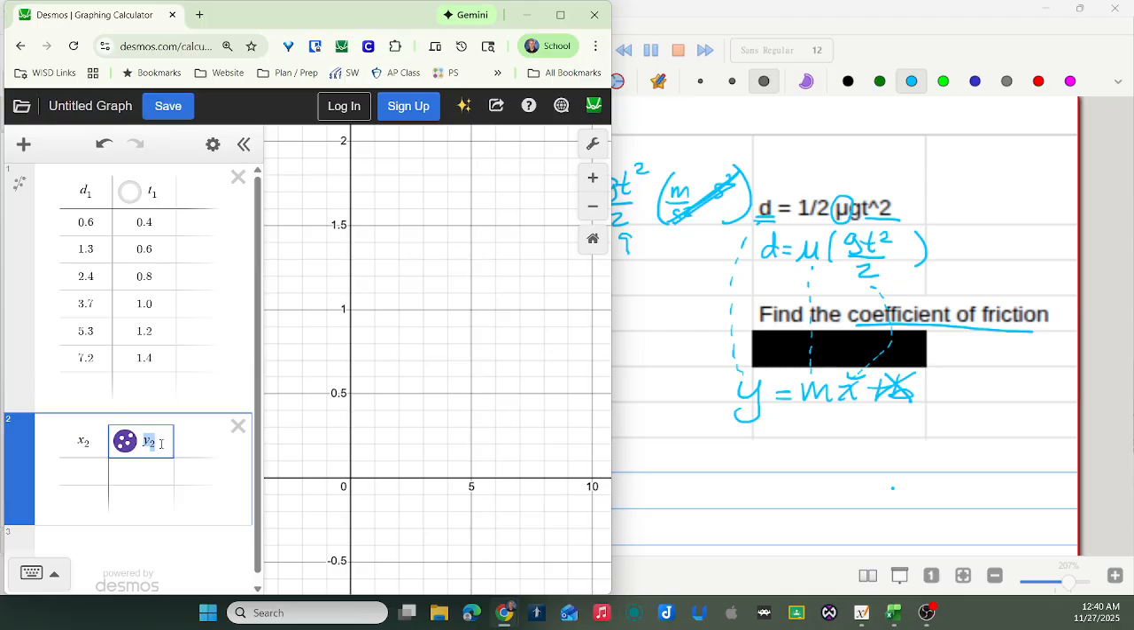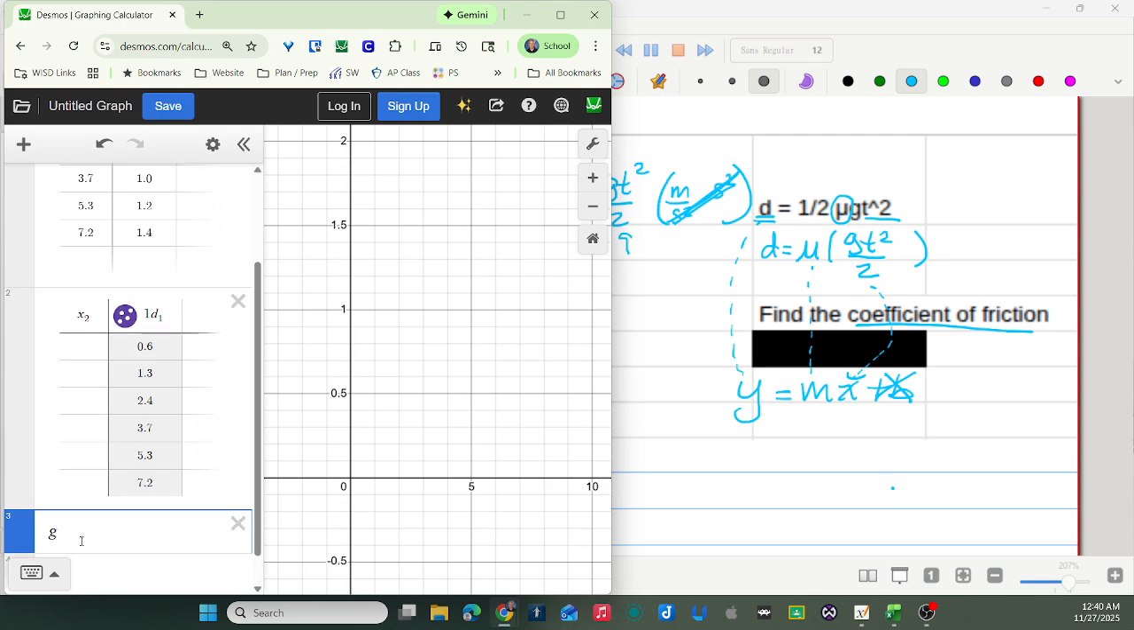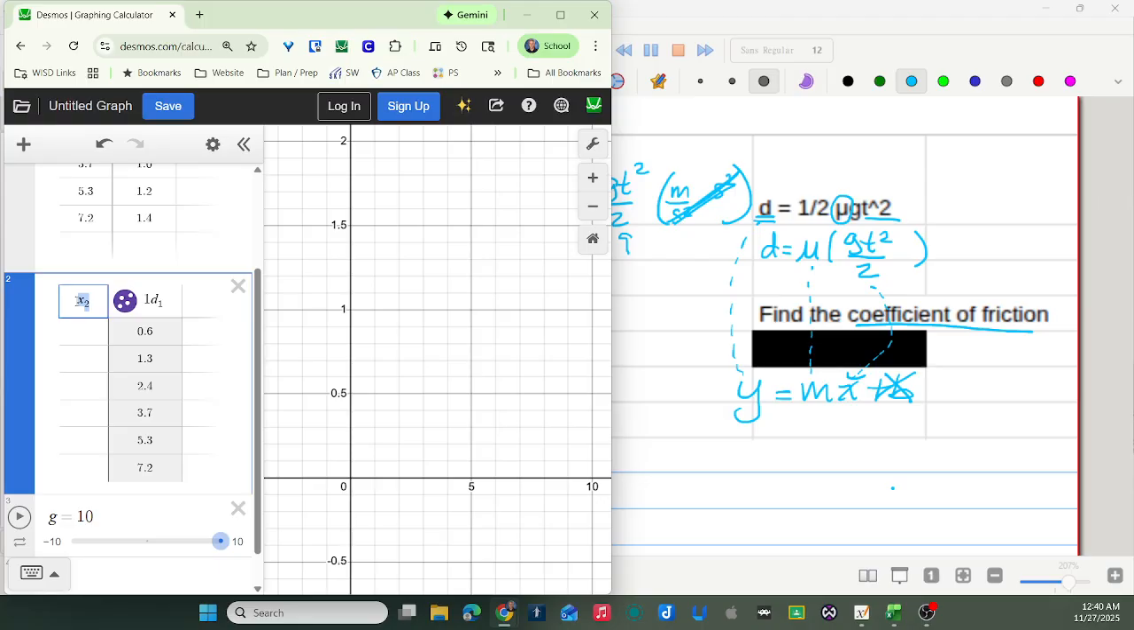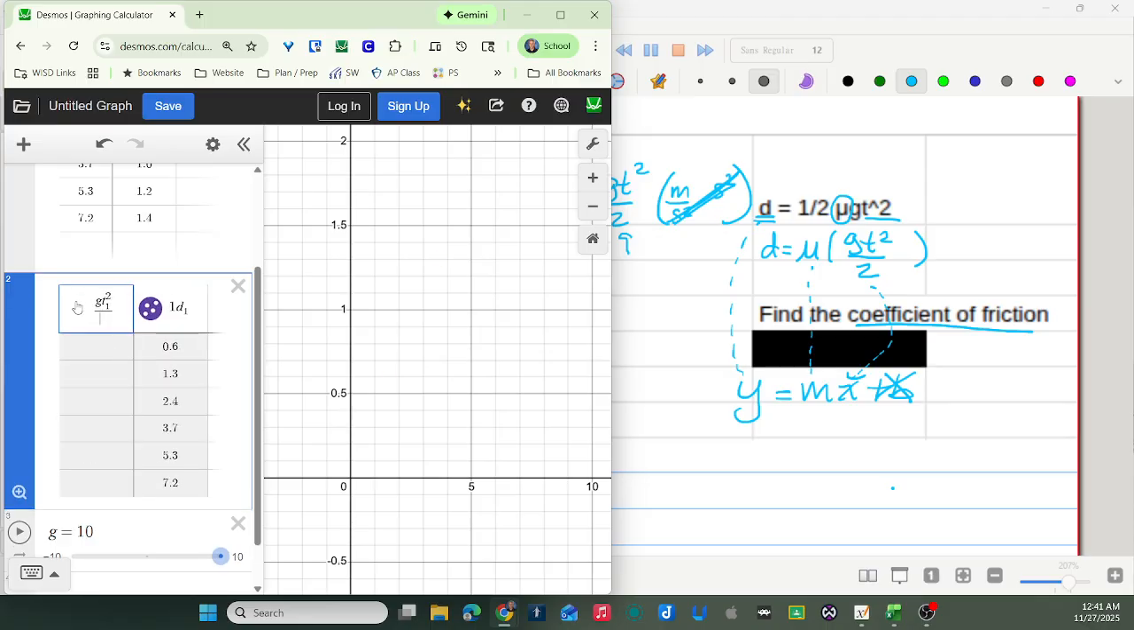Y I'm going to change to be equal to the distance, right? The distance goes on the y-axis. So I'm going to put 1 times D1. Okay, on the x-axis, I'm supposed to put gt squared over 2. So I can go here and I can define my g value. And then that's going to let me do gt1. You do have to put the 1 there. Squared divided by 2.